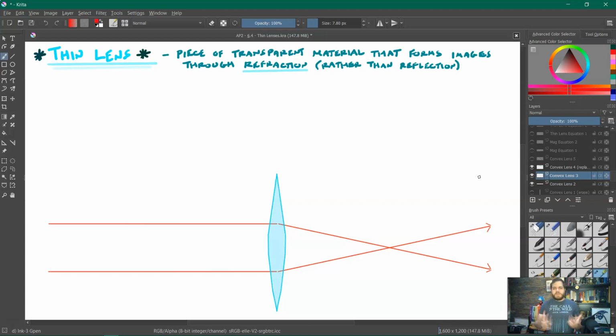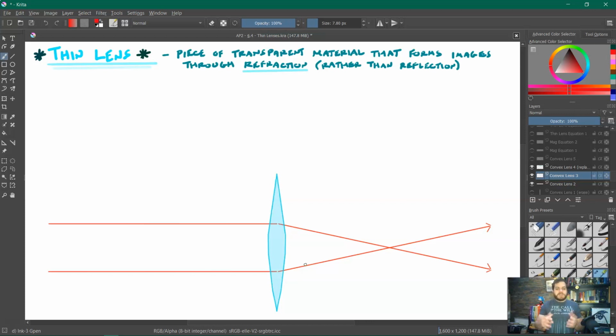So a lens is a piece of transparent material. It doesn't have to be glass. It could be plastic, acrylic, anything like that, that forms images through refraction rather than through reflection. So what exactly do we mean by the fact that it is a thin lens? What we're saying by that is that the radius of curvature of the curves on the edge of this lens is way bigger than the width of the lens, and so that's going to make them a little bit easier to analyze here.